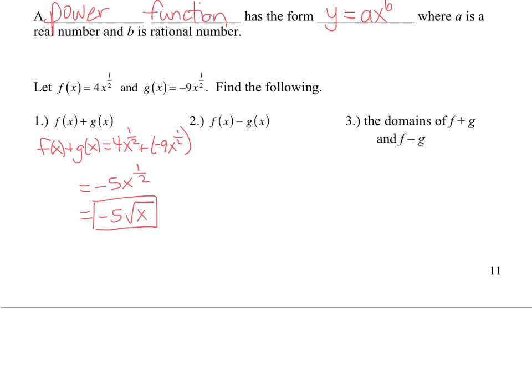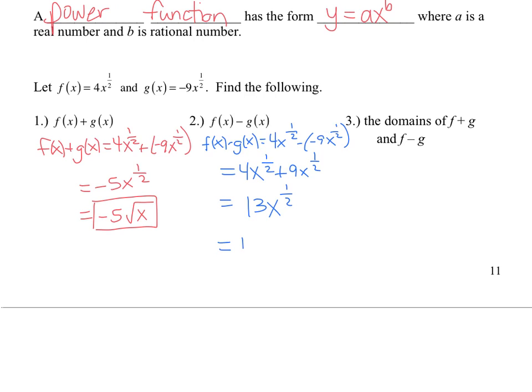We could do the same idea with subtraction. So f of x minus g of x would equal 4x to the 1/2 minus negative 9x to the 1/2. Well, minus and minus really means to add, so I have 4x to the 1/2 plus 9x to the 1/2. So we get 13x to the 1/2. Again, we should write that in radical form to be formal. So we have 13 square root of x.